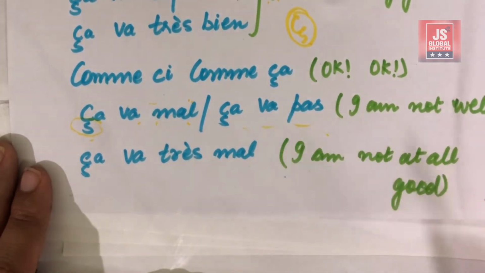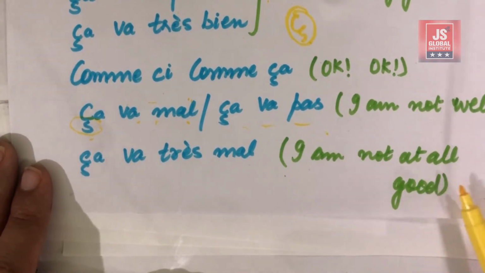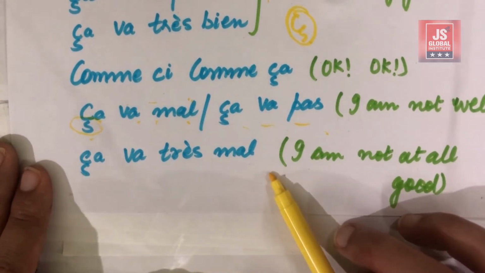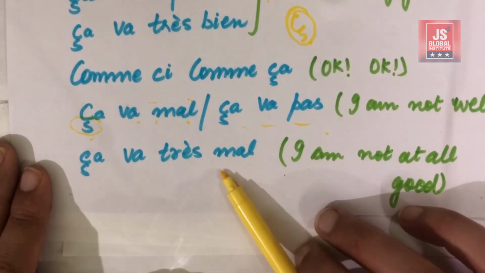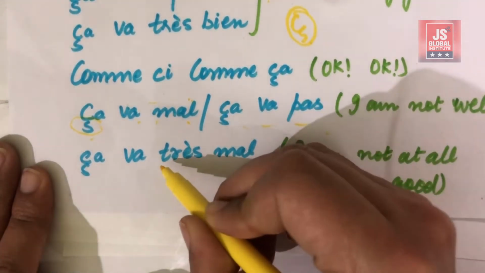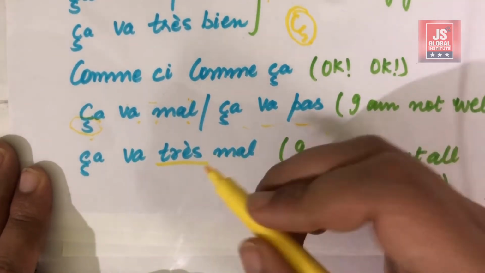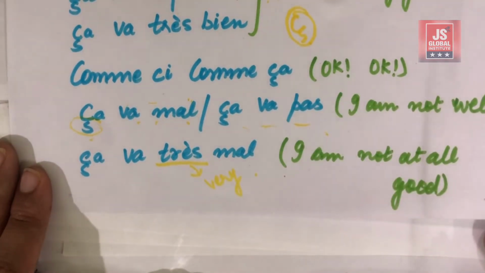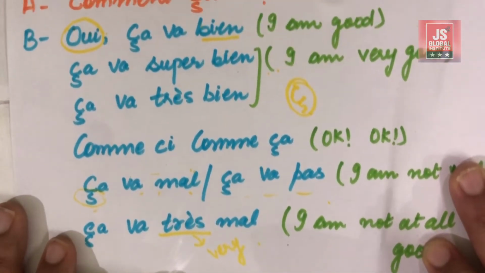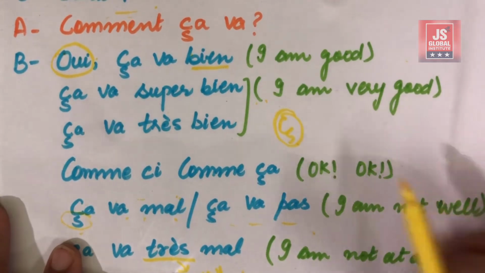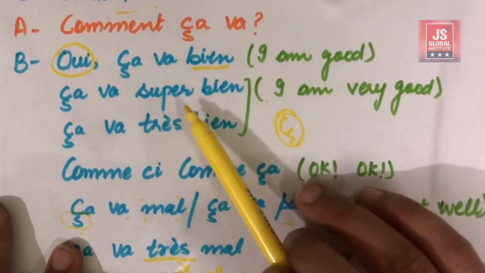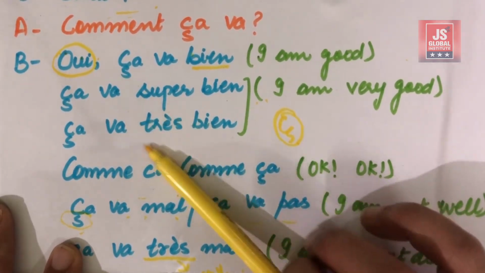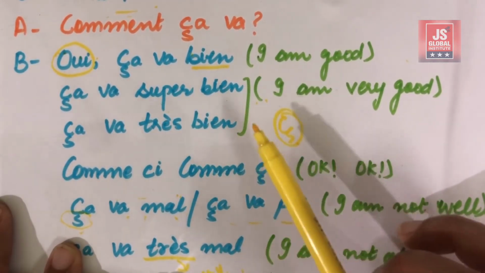Alright, and if you are not at all good, or you are in a very bad condition, what can you say? Savatramal. So when this word tra comes, that means very. Even you can notice it here as well. When I mentioned I am very good, I used très bien. Très means very and bien means good.